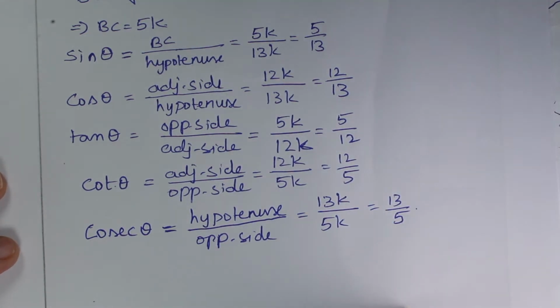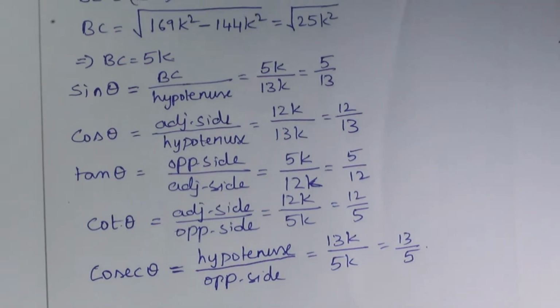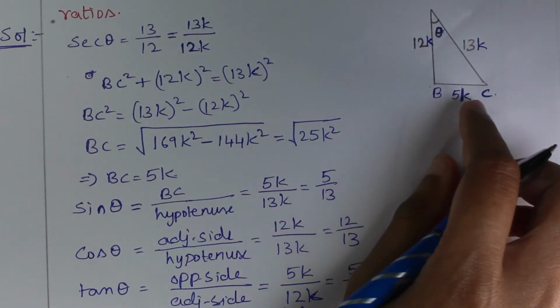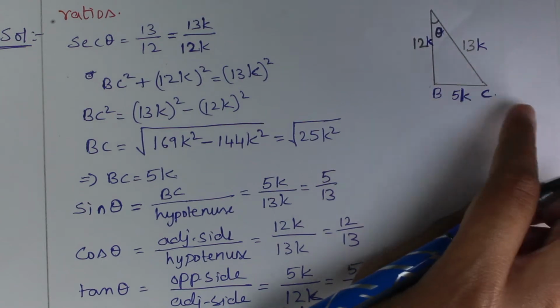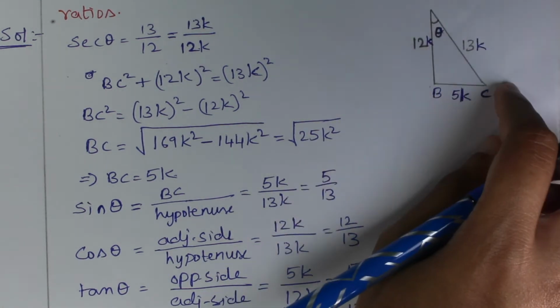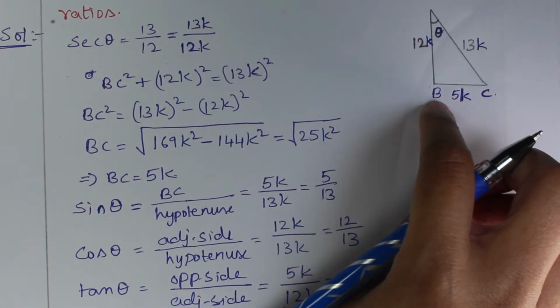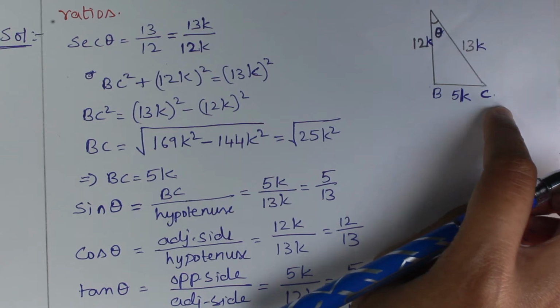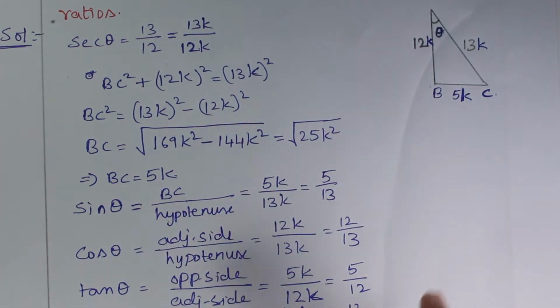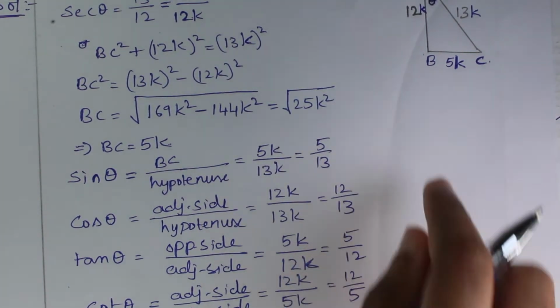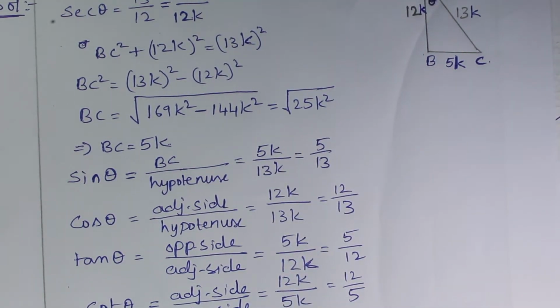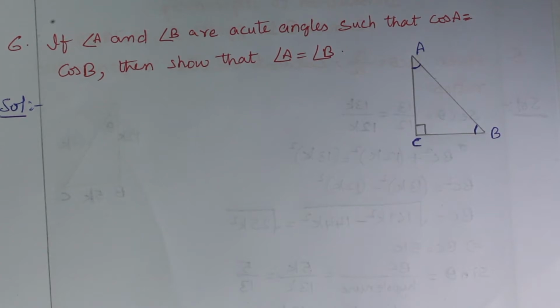Hope this is clear for you. First of all, we have calculated the value of BC. We know the value of hypotenuse and the adjacent side. We have calculated the value of the opposite side, and then we have calculated all other ratios using the data represented by the triangle. Now let's move to the sixth question.